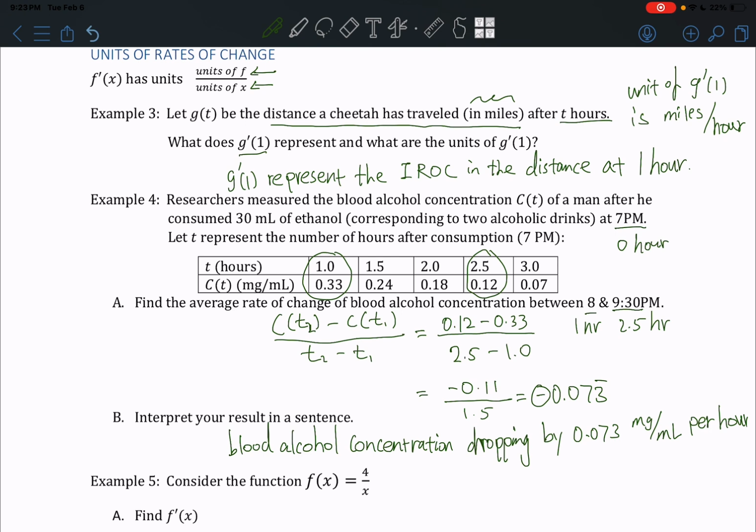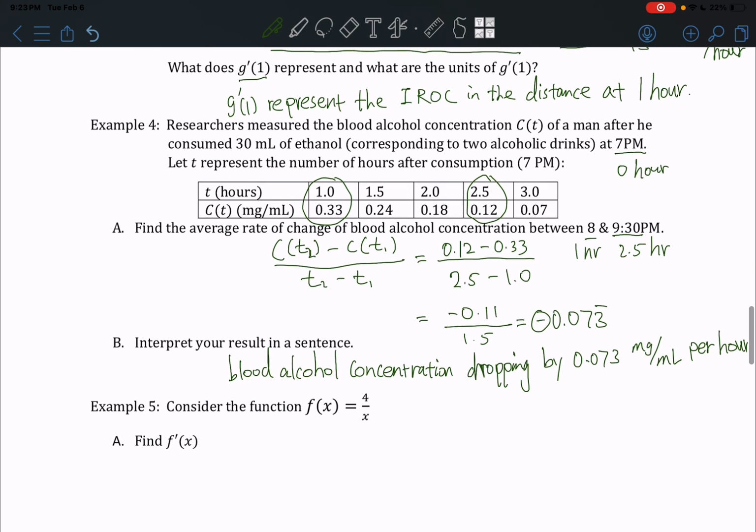Okay, so it kind of makes sense because after you drink the alcohol, your body starts to dilute it, starts to get rid of it, but at a fairly slow pace here. But that's what the average rate of change means at this point.